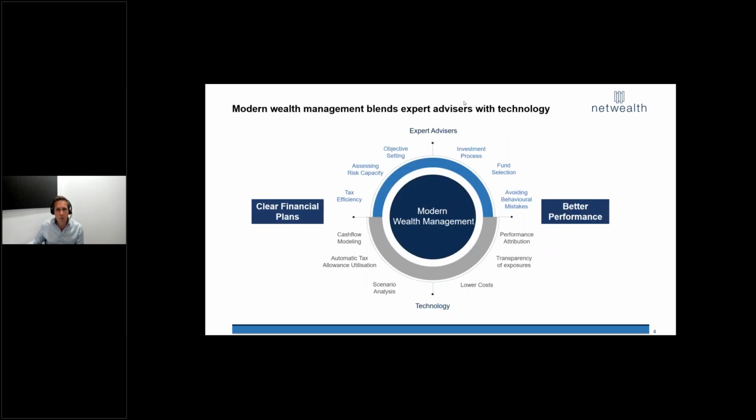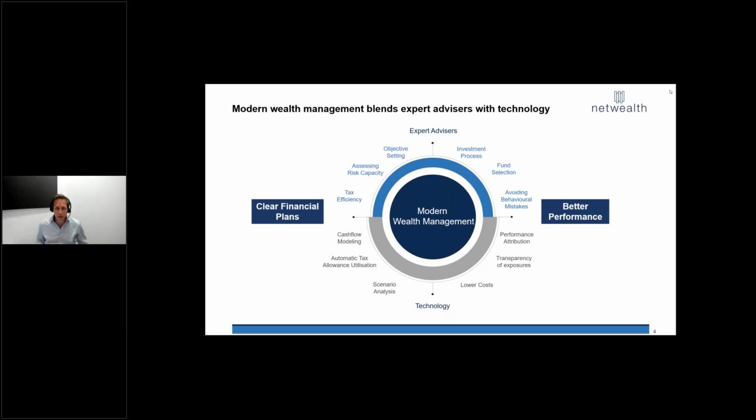So when we thought about Netwealth, one of the questions we actually got in was what differentiates Netwealth from other traditional wealth managers that you might be aware of. And some of the things we've tried to put together into a modern wealth manager are exactly the same as you would expect at a traditional provider.